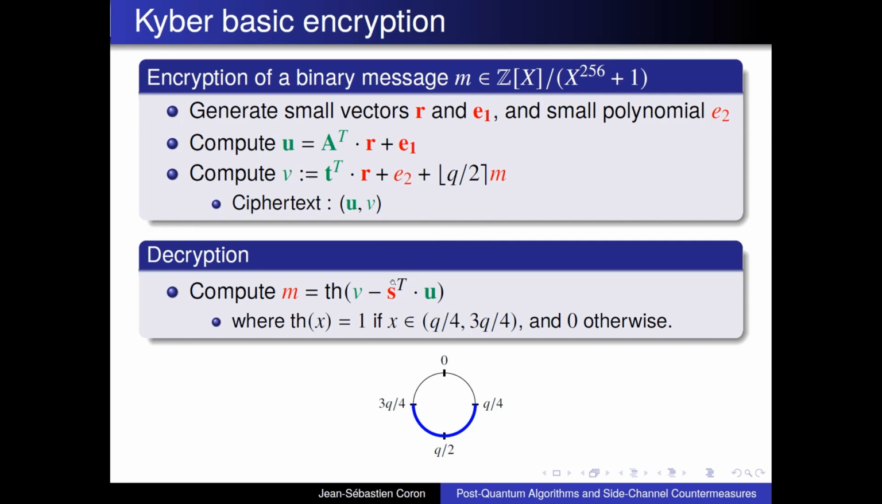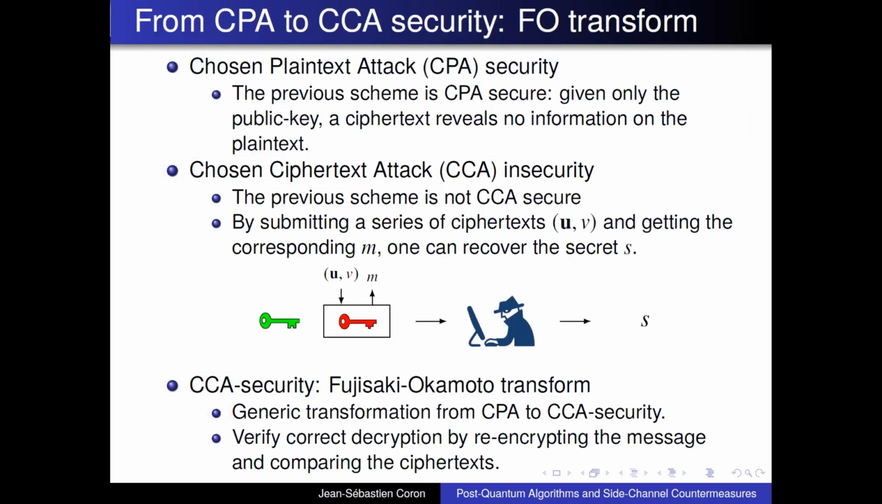And to decrypt, it's almost the same as previously. We compute V minus this scalar product, and then this is a polynomial with 256 coefficients. To recover the message M, we apply our threshold function on every coefficient independently to recover the 256 bits of the message. So that's basically how Kyber basic encryption and decryption works. But of course, here I have only described the basic Kyber scheme, which is only secure against a chosen plaintext attack. So we only get CPA security.